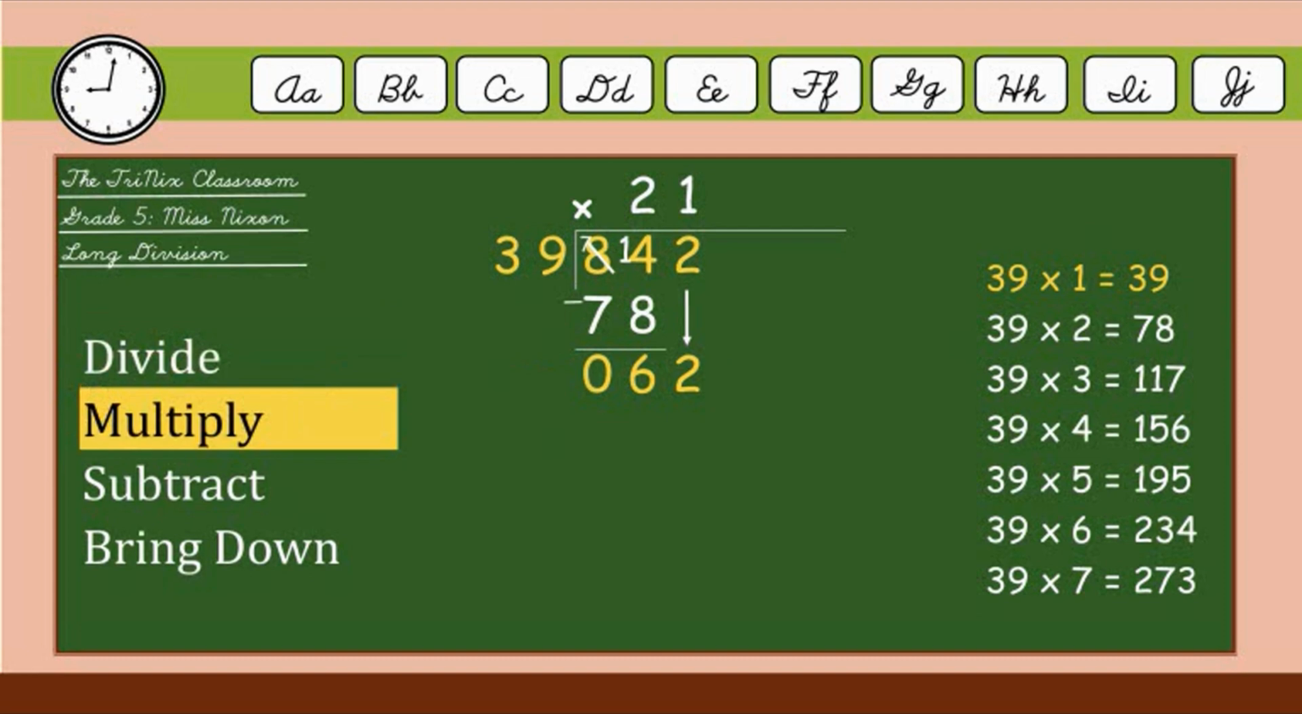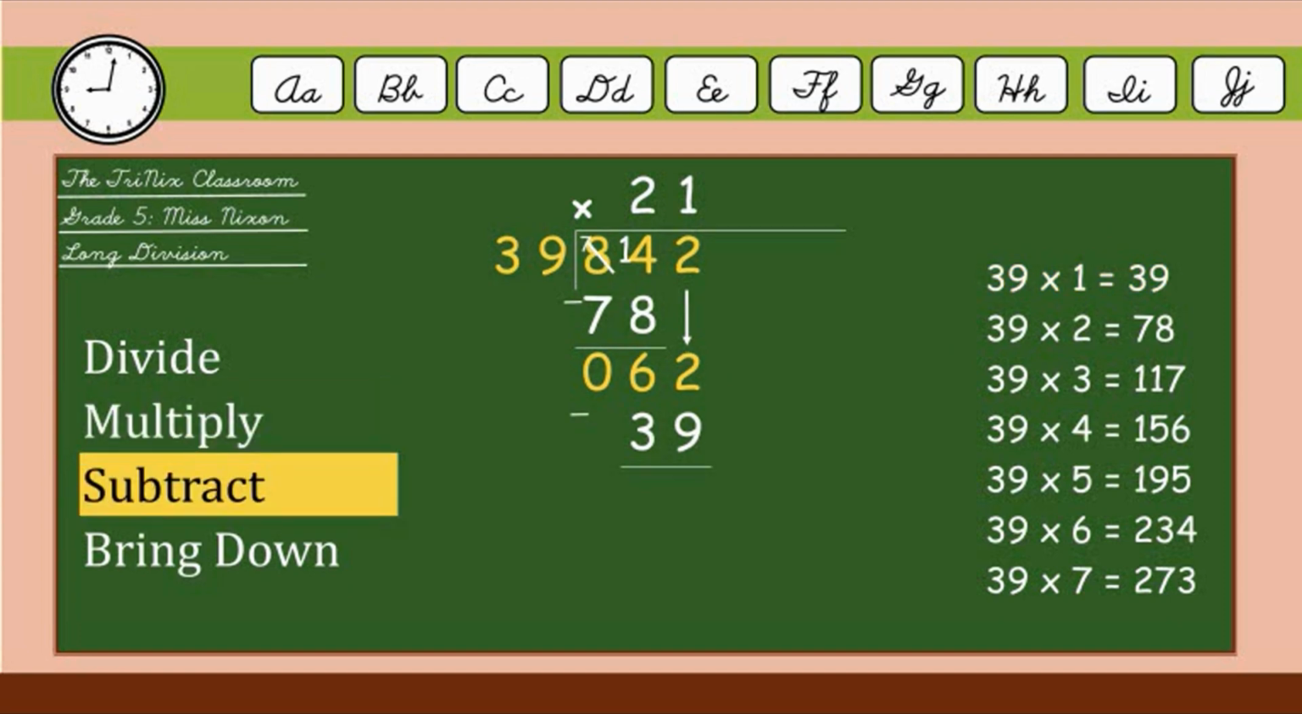Next, we multiply 39 times the 1 we just put on the answer line. 39 times 1 gives us 39. We put that below the line and move on to the next step. Our next step is to subtract 39 from 62. We will need to borrow.